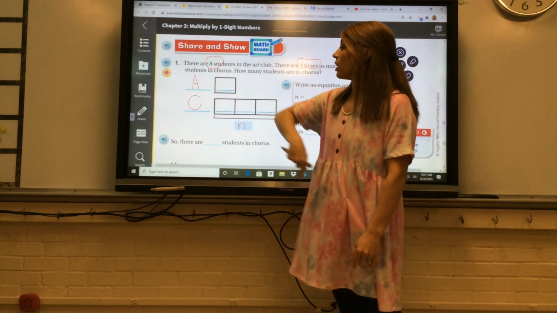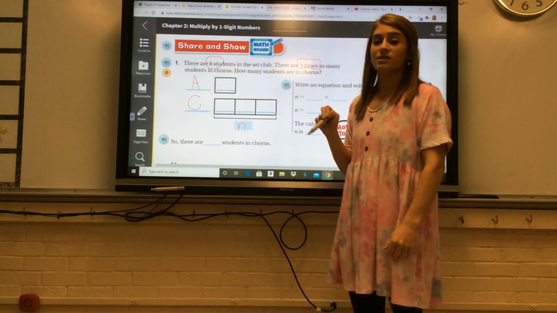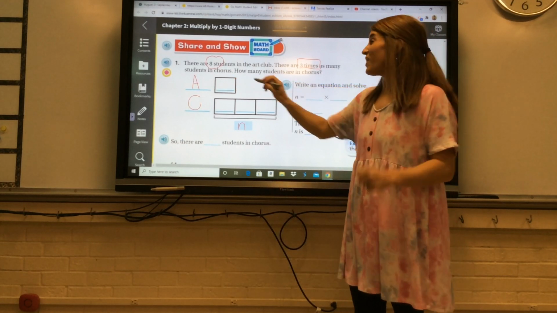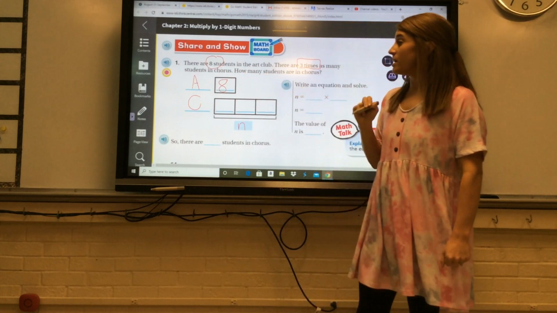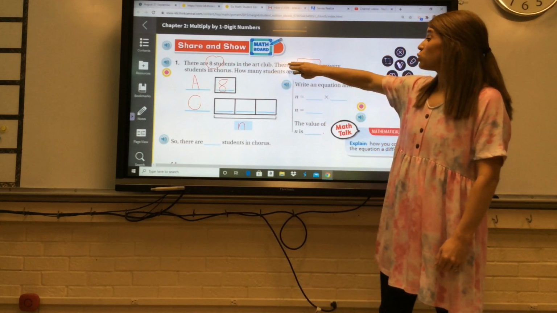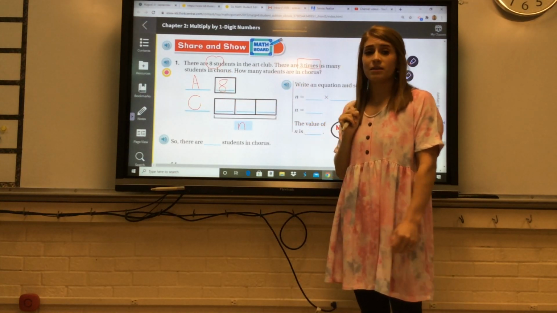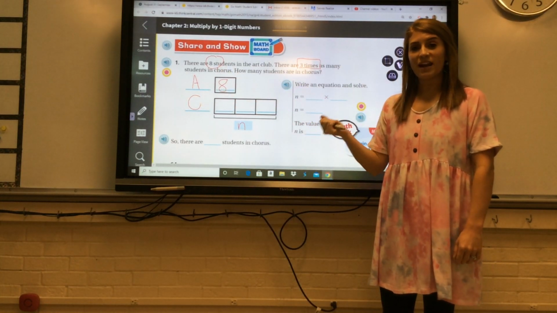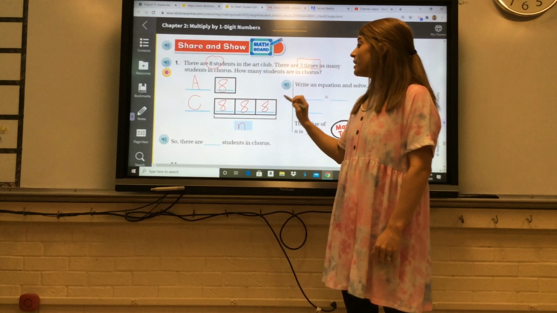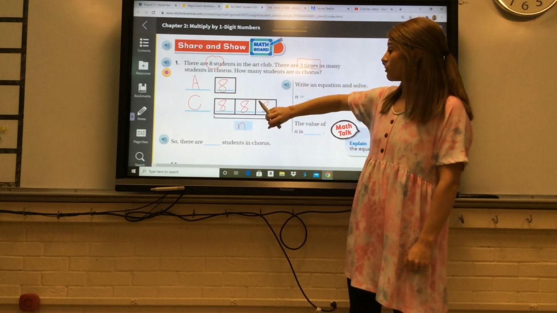Do we know how many students are in art club? Yes, we do, because our problem told us that. It said there are 8 students in art club. So what am I going to put in this box right here? Exactly, I'm going to put that 8 to represent the 8 students in art club. Well, I know that if there's 8 students in art club and there's 3 times as many as that in chorus, what am I going to put in each one of those boxes? Yeah, I'm going to put that 8 because there are 3 times as many in art club and there's 8 in art club. So there's 1 times as many, 2 times as many, 3 times as many.